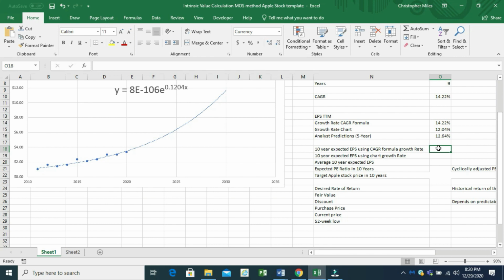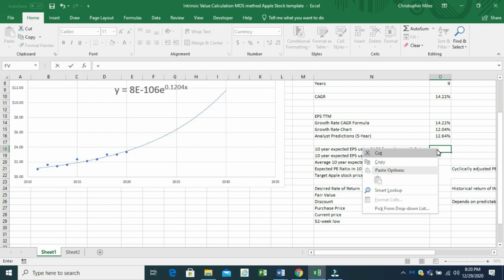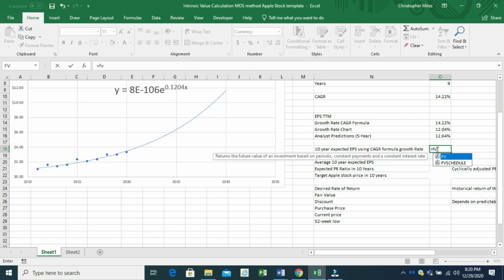We have the trailing 12-month earnings per share. Now we need to actually forecast the 10-year earnings per share for Apple. So we're going to do this by using the future value formula in Excel. So I'm just going to type that in. I type in FV, brings up future value, and it starts to give you what kind of information you need to put in for this calculation. So we're going to calculate the 10-year expected EPS using the compound annual growth rate formula.